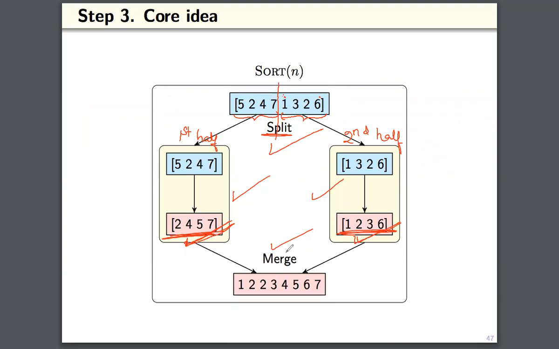Right? That combining step is really the merge in this merge sort. We are merging. What do you mean by merge? We are given two sorted arrays. We want to construct a sorted array from these elements. See, 2, 4, 5, 7, 1, 2, 3, 6. When we merge them, we get a sorted array. 1, 2, 2, 3, 4, 5, 6, 7.